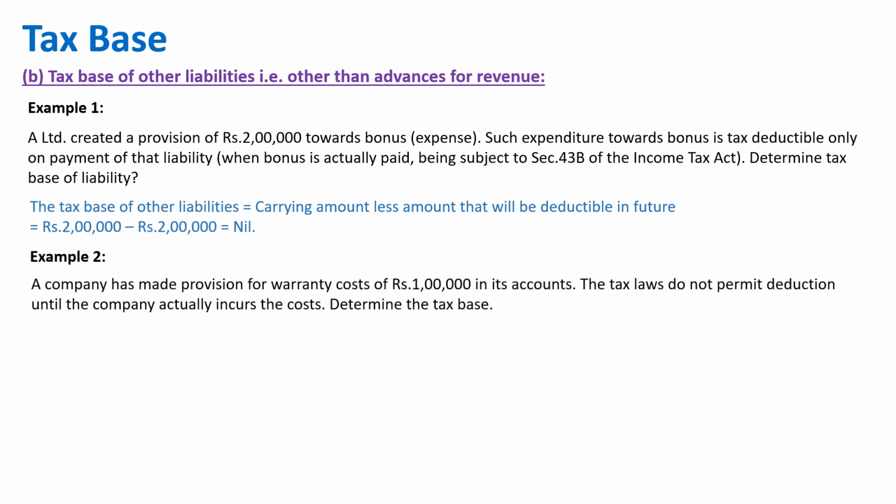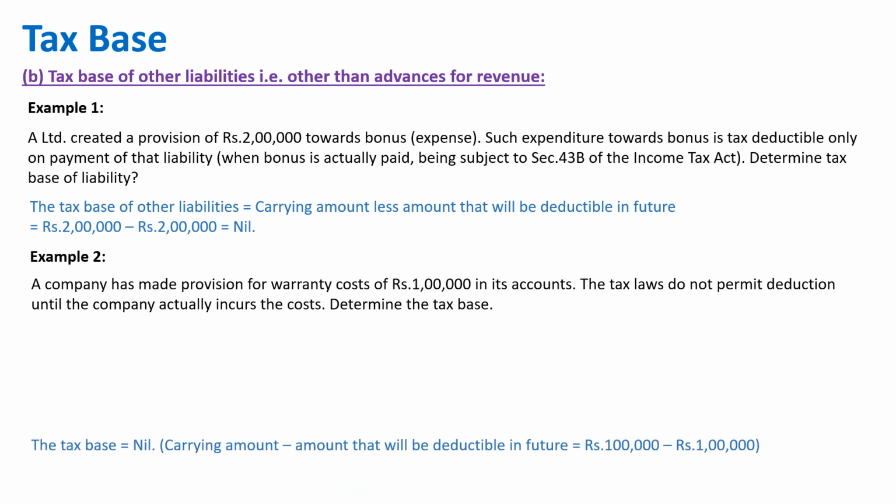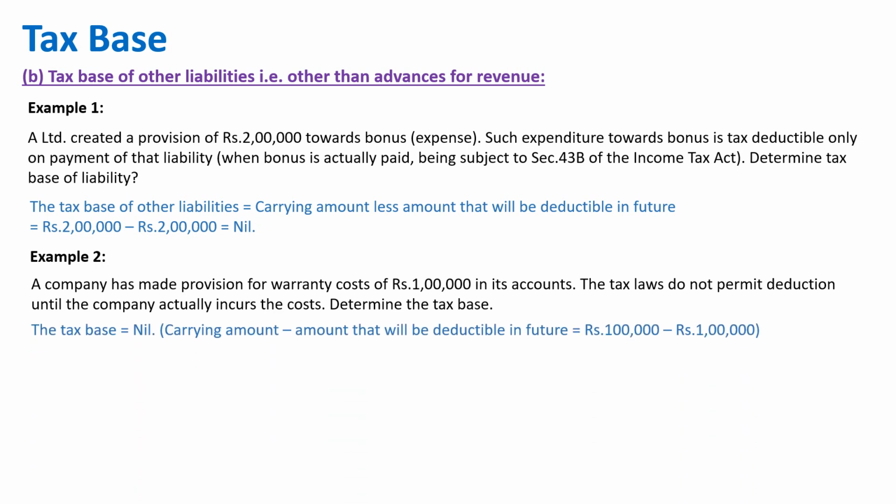Example 2. A company has made provision for warranty cost of rupees 1 lakh in its accounts. The tax laws do not permit deduction until the company actually incurs the cost. Determine the tax base. This is similar to example 1. So the tax base is nil, carrying amount minus amount that will be deductible in future. So 1 lakh is the carrying amount as per the accounting records, and 1 lakh will be claimable in future when it is actually paid.